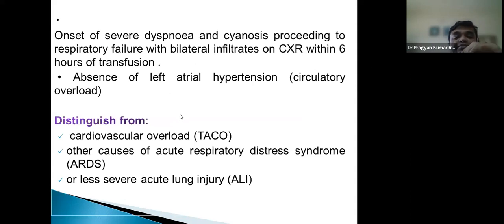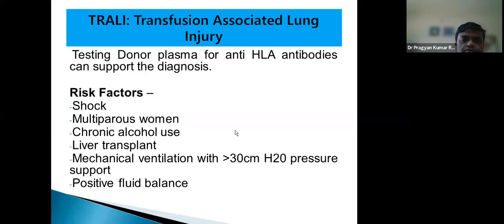Absence of left atrial hypertension, like circulatory overload, like pulmonary capillary wedge pressure. We won't go deep into that. Mostly this is absent, with no cardiac anomaly. It should be distinguished from important differential diagnoses: cardiovascular overload, which we call transfusion associated cardiac overload, other causes of acute respiratory distress syndrome, and other causes of acute lung injury. If you rule out these three, it is the default diagnosis. Testing donor plasma for anti-HLA antibodies can support the diagnosis.